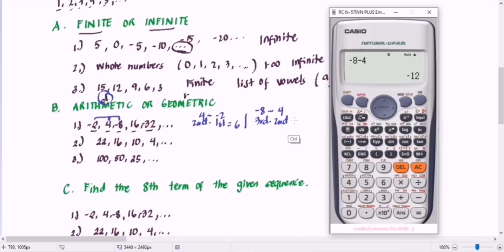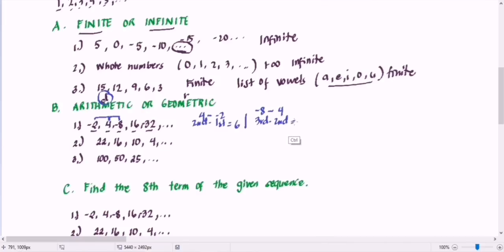Kung mapapansin nyo, magkaiba na kaagad yung sagot. Dito, positive 6. Ito, negative 12. Magkaiba. So, hindi na siya kaagad common. So, automatically, this is not arithmetic. Okay? So, conclusion natin dyan, it's not arithmetic. Ngayon, hindi porket hindi siya arithmetic, geometric na siya. Kailangan din nating i-test si geometric. So, paano mo tinetest? Alamin natin kung may common ratio by dividing naman.